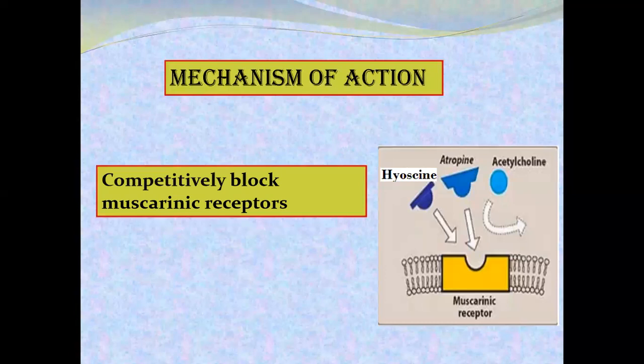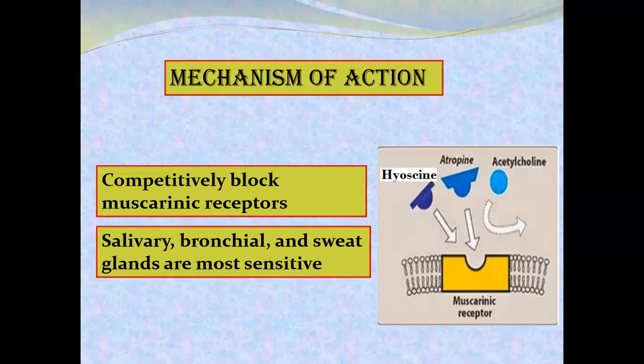So let us see the mechanism of action of these antimuscarinic drugs. These drugs compete for the blockage of muscarinic receptors. You can see that the muscarinic receptor is the one acetylcholine attaches to. But at this point, hyoscine and atropine are competing for the muscarinic receptors, displacing acetylcholine. That is the mode of action.